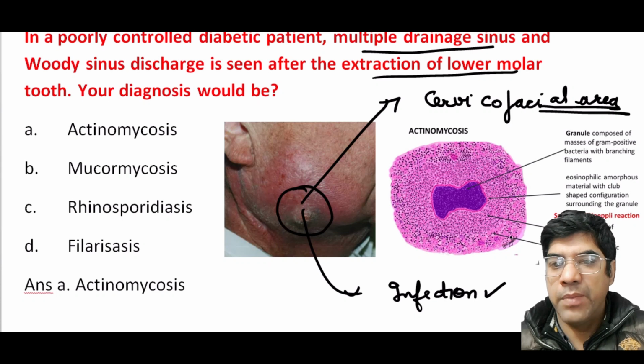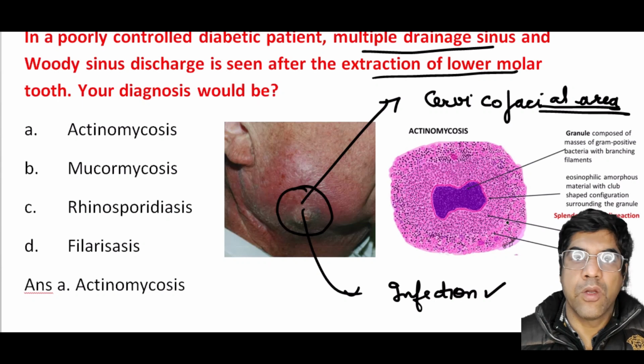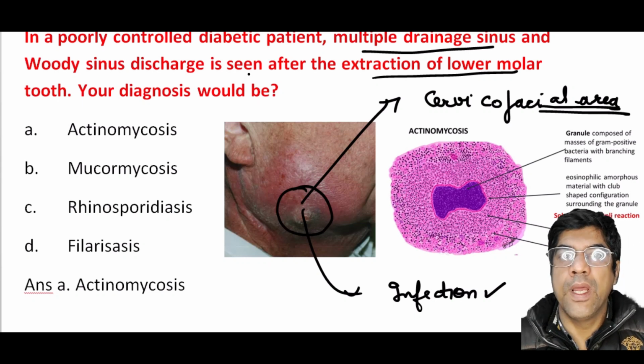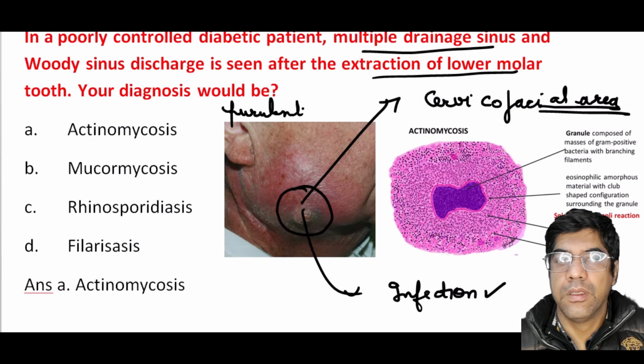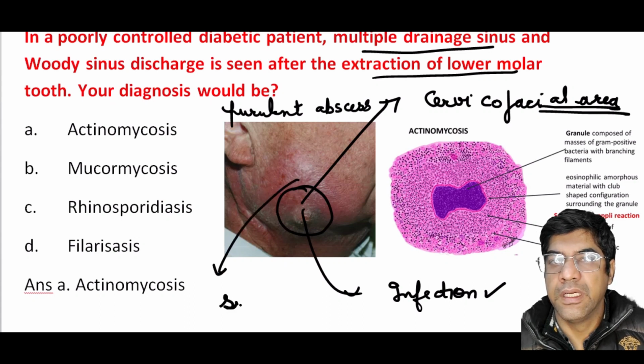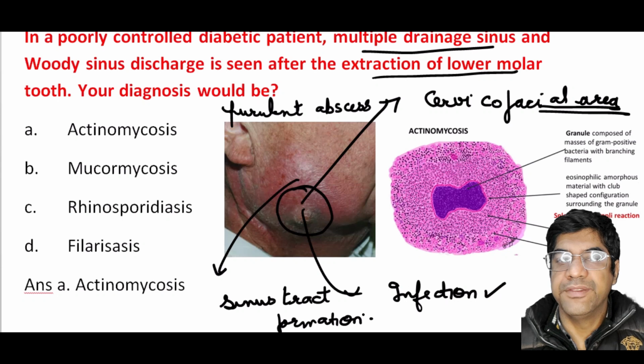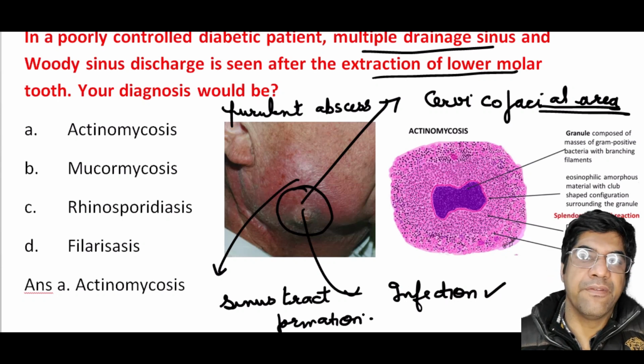So remember, actinomycosis is known for causing purulent abscess, along with which you will see sinus tract formation. So the presence of multiple drainage sinuses and woody sinus discharge is consistent with this characteristic feature.